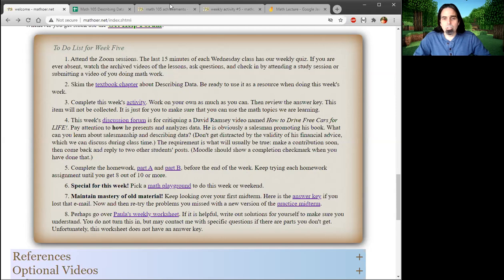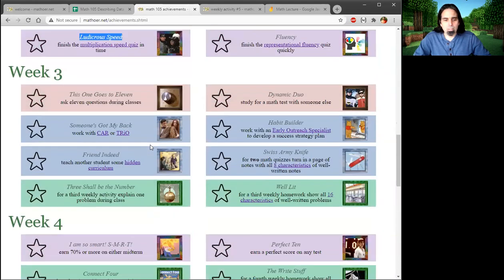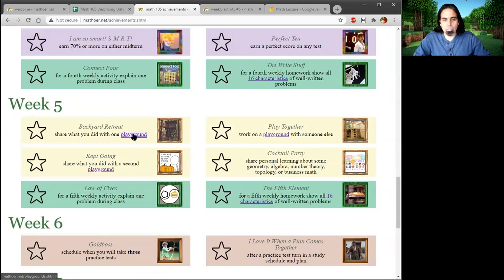If we look at the achievements, then there's a few achievements for this. Share what you did with a playground. You can do it with someone else and get another achievement. If you're really into this for some reason, you might do a second one. Things like that.